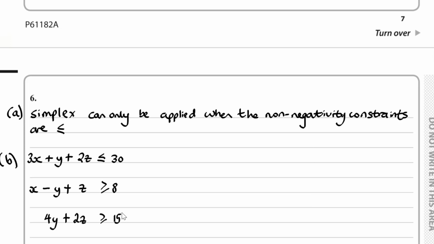Okay, so first of all, we have to write the inequalities as equations using slack, surplus and artificial variables. So doing that, for this equation here, and I'll just quickly rule off.